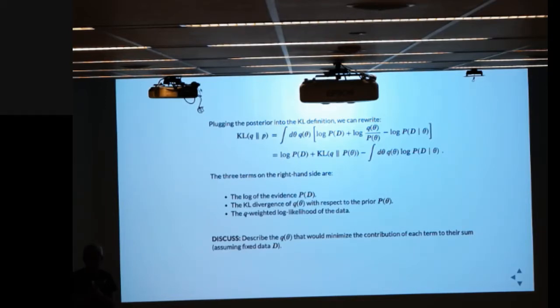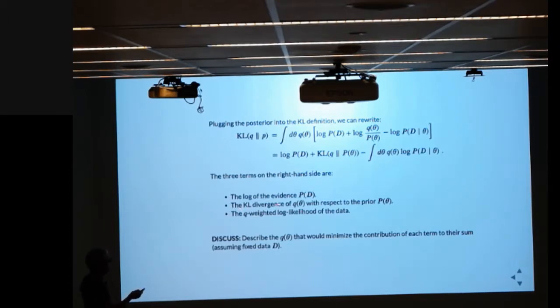Okay, so let's see where we are. We have 3 terms. We want to minimize their sum, but let's talk about minimizing each of them separately. So how do you minimize this first term, the log of the evidence? You can't do anything about it. It's a constant, right? So this piece is not going to affect which q is closest to p. Well, that's great, because that's the thing that we can't calculate. So we've managed to isolate the thing that we can't calculate into something that doesn't matter anymore.